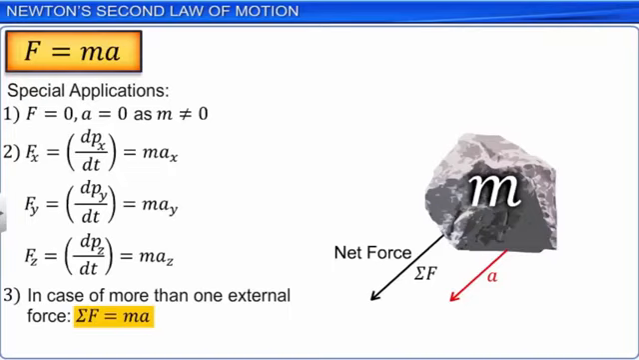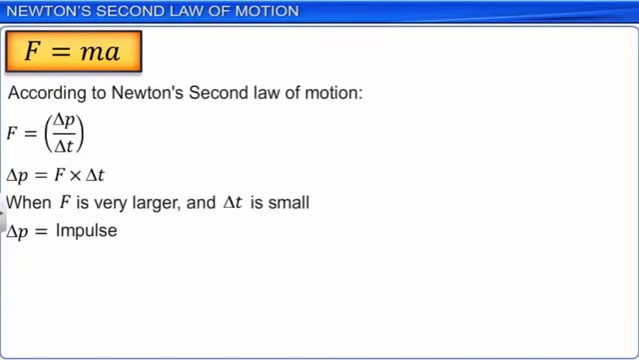Newton's second law applies to instantaneous force and instantaneous acceleration. Newton's second law of motion can also be written as change in momentum is equal to the product of force applied and the length of time for which it is applied. If a very large force is applied for a very short duration of time, it results in a large change in momentum of the body.